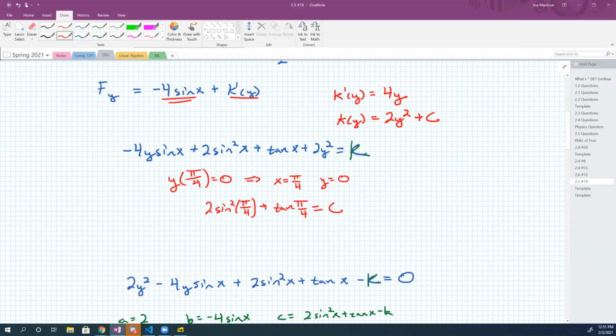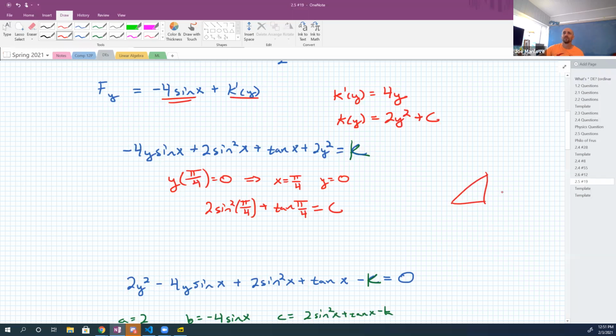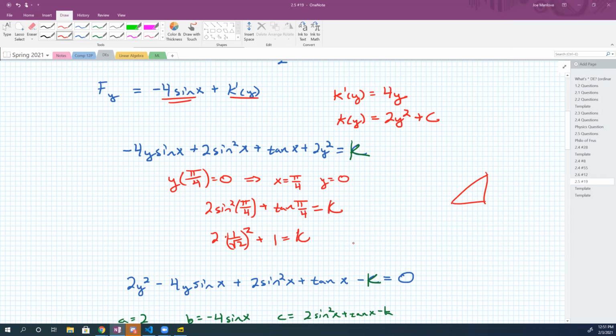And then let's see, what's sine of pi over 4? Root 2 over 2. So I got 2 times 1 over the square root of 2 squared, plus tangent of pi over 4 is 1. It's a constant. So I think I got c as 2. You guys with me on that? Or k, I guess, since I relabeled it. K is 2. Yep.